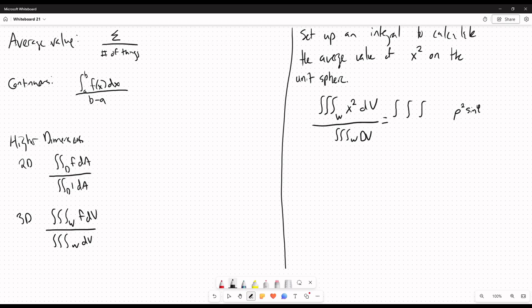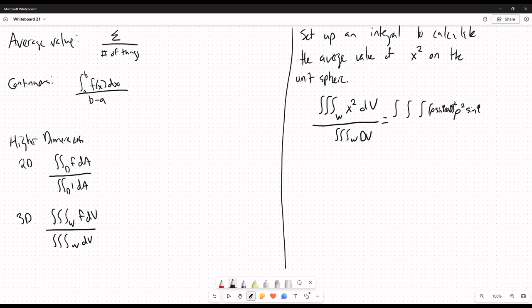So let's go ahead and actually see what we have here. So x squared, what's x? Well, we know that x is going to be rho sine of phi cosine of theta, squared. That was very messy. And then we're going to have rho squared sine of phi there.